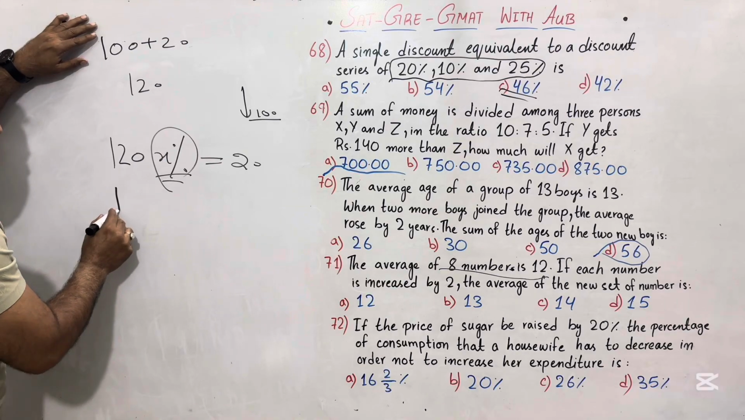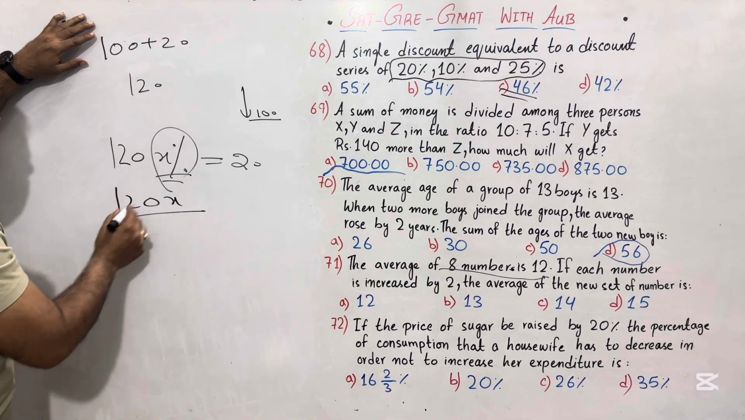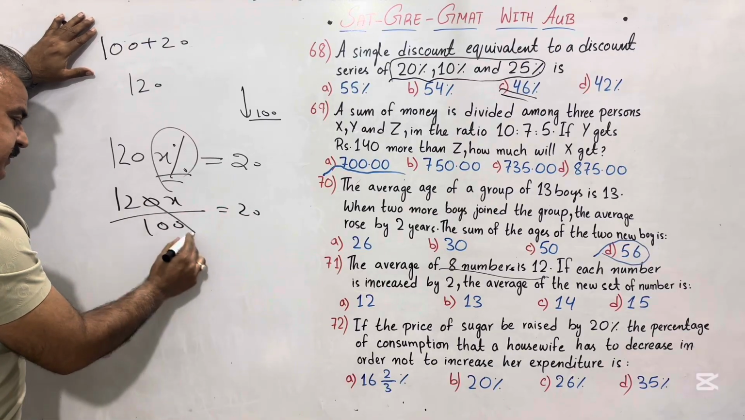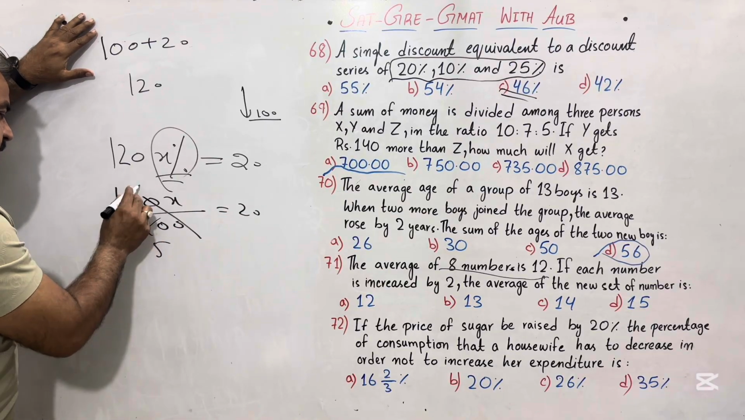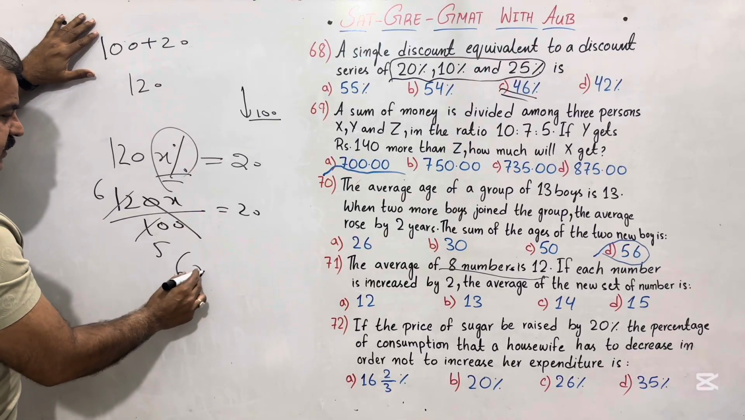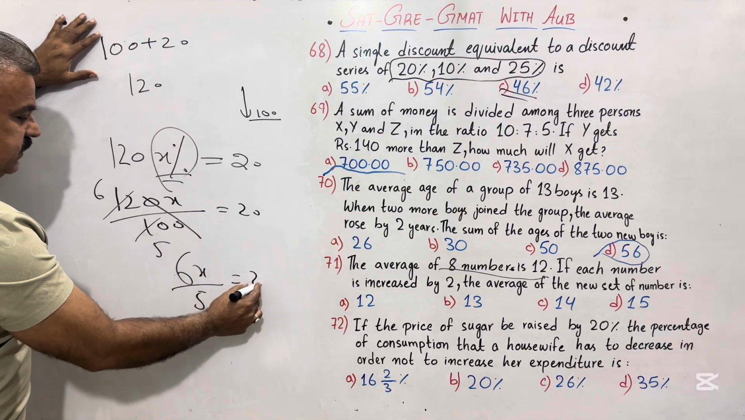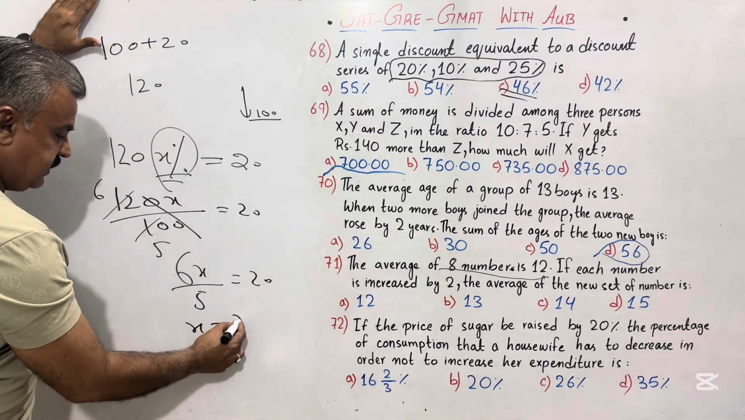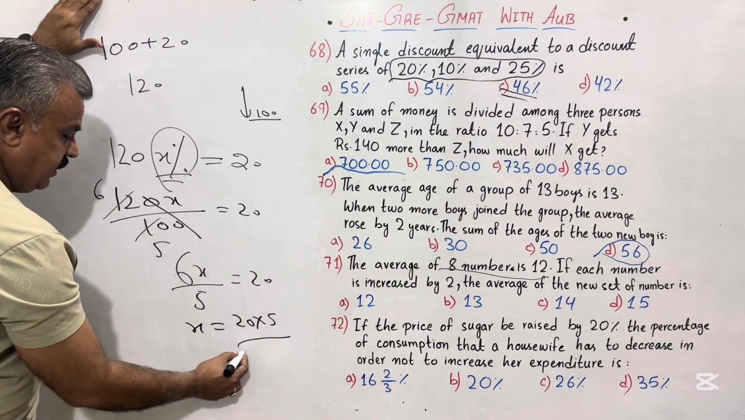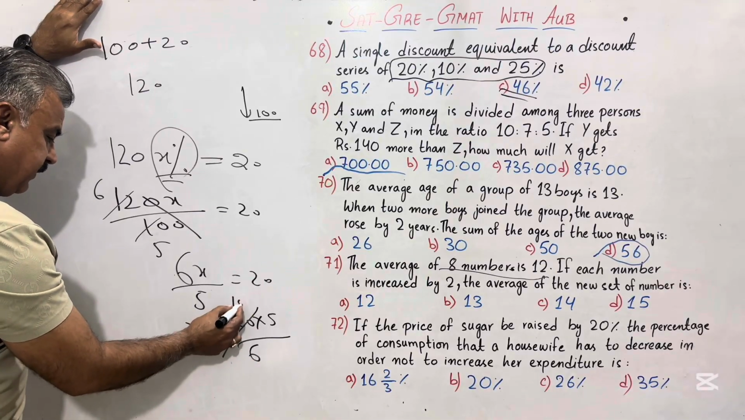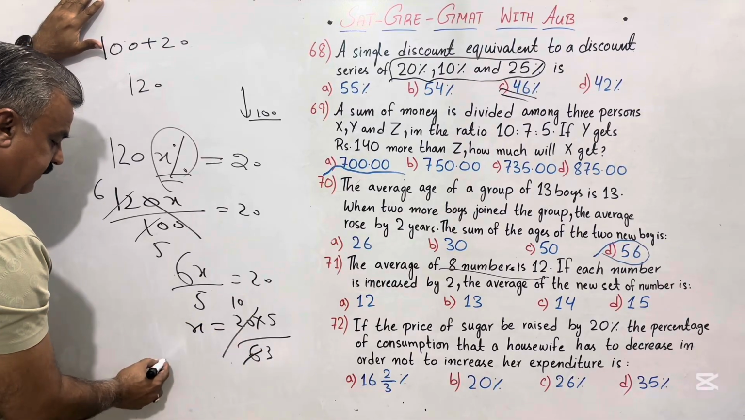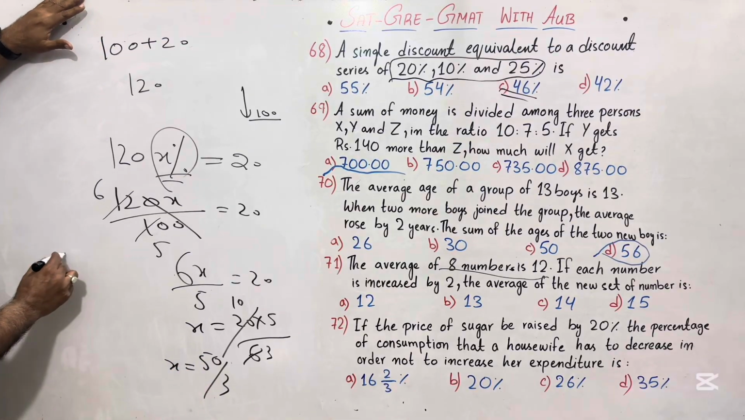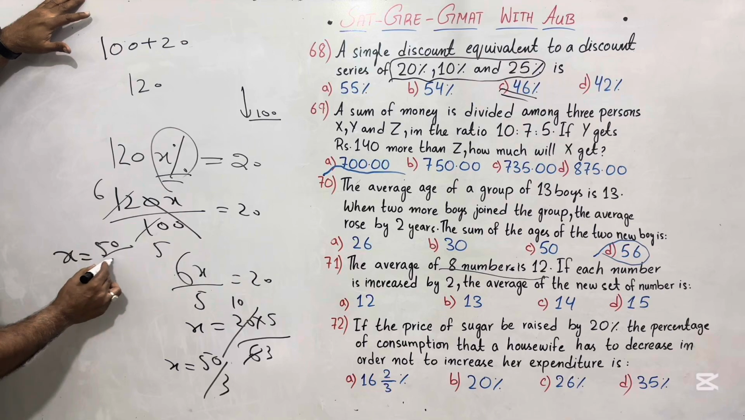Solve for X. We have 120 times X, removing the percent sign, divided by 100. We have 20 cancelled out. Applying the table of 2, 5 times, 6 times. Now we have 6 times X divided by 5 is equal to 20. Solving for X, X is equal to 20 times 5 divided by 6. Applying the table of 2, 10 times and 3. X is equal to 50 over 3.